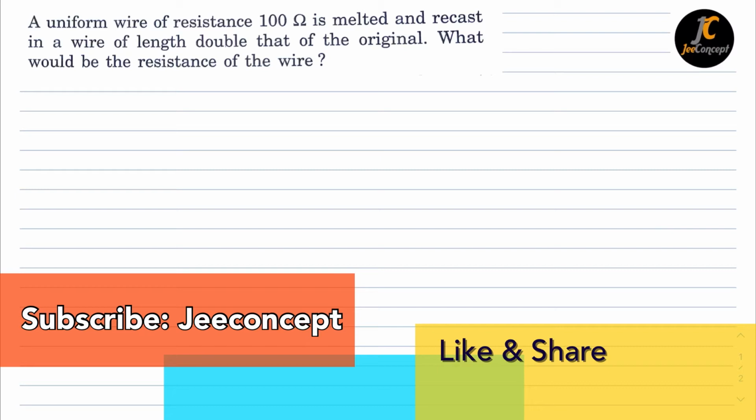Hello everyone. In this video, we will find the solution of the problem which says: a uniform wire of resistance 100 ohm is melted and recast in a wire of length double that of the original. What would be the resistance of the wire?